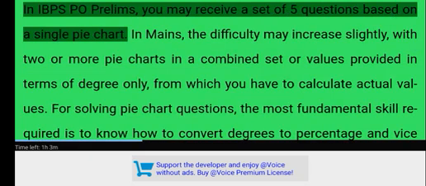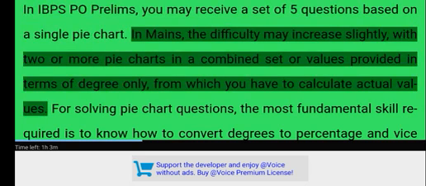In IBPS PO Prelims, you may receive a set of 5 questions based on a single pie chart. In mains, the difficulty may increase slightly, with 2 or more pie charts in a combined set or values provided in terms of degree only, from which you have to calculate actual values.